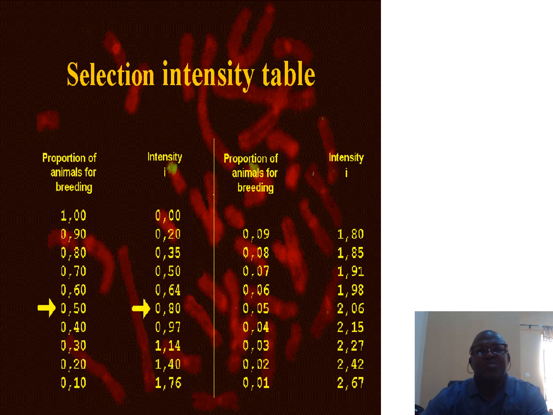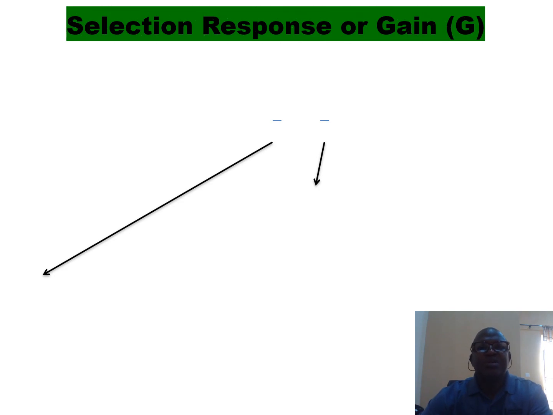So this is a table of selection intensity, what is expected. This is the proportion of animals for breeding, and then this is the intensity. You see that as the intensity increases, the proportion of animals for breeding also decreases, signifying that inverse relationship. So, selection response or selection gain.